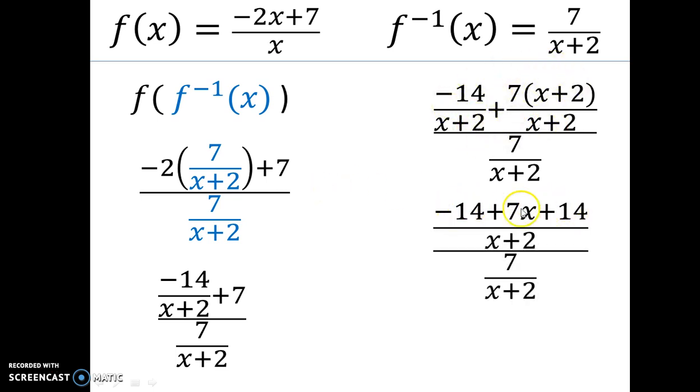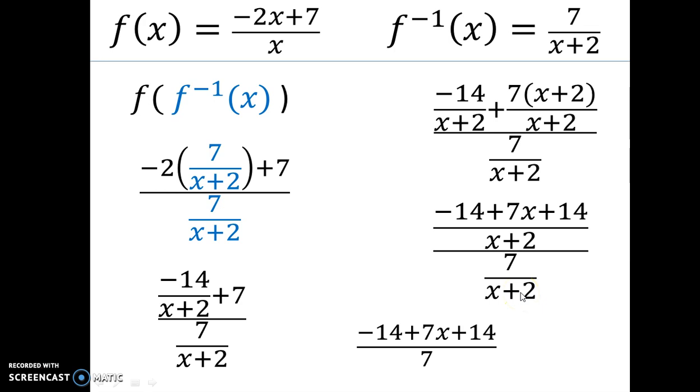There it is written out when you combine it, -14 plus that. This has been multiplied, 7x plus 2 makes 7x plus 14. That's still over x plus 2 and x plus 2. Now you may know this rule, when you have a fraction divided by a fraction, but the denominators are both the same, you can just rewrite it straight like this. Basically, both of those are canceled.